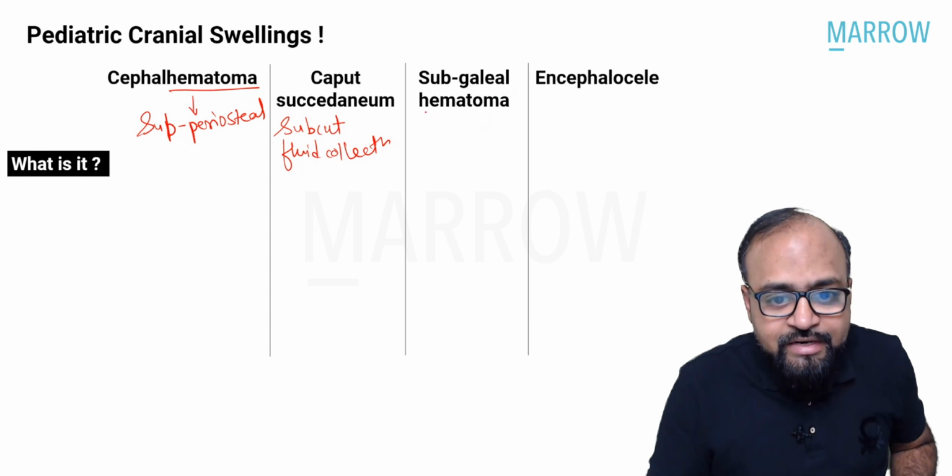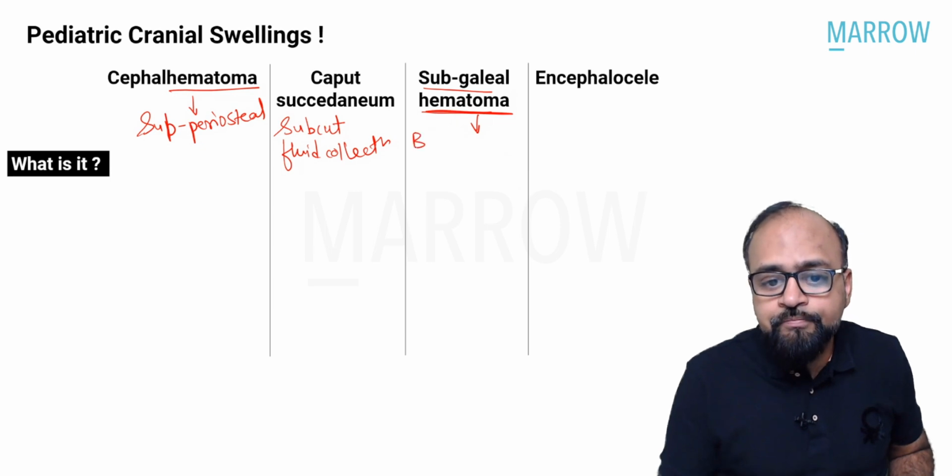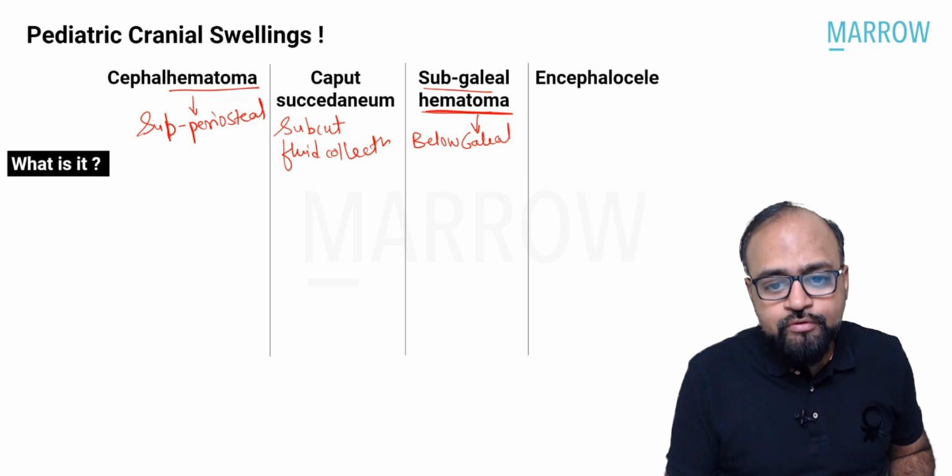What is a subgaleal hematoma? Again, it is a hematoma. Where is it? It is subgaleal. So it is below the galeal aponeurosis of the scalp, but above the periosteum. Right?